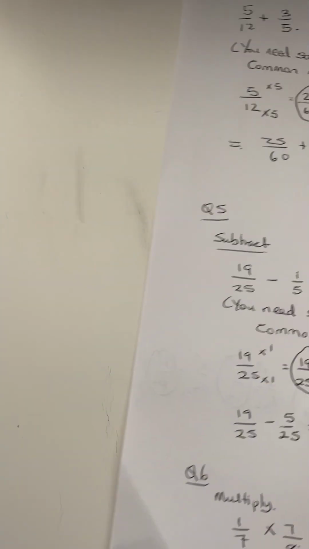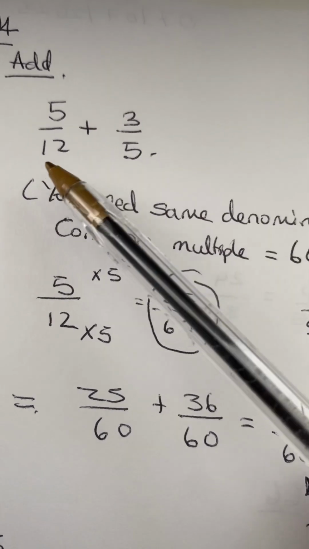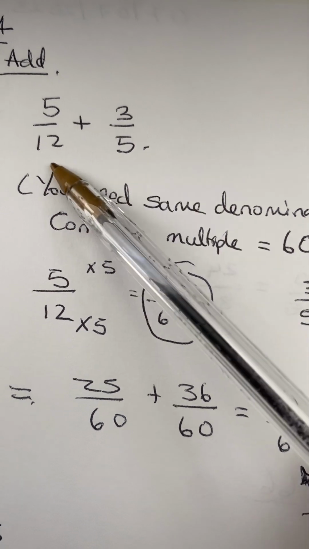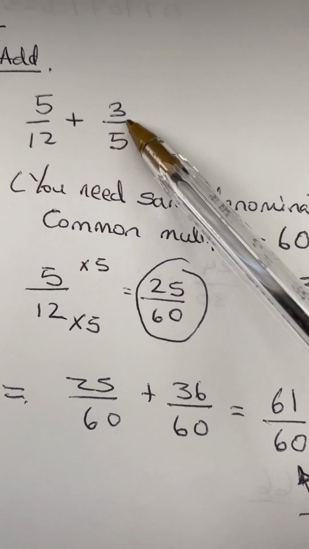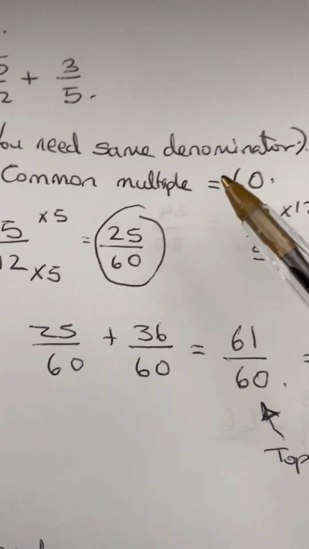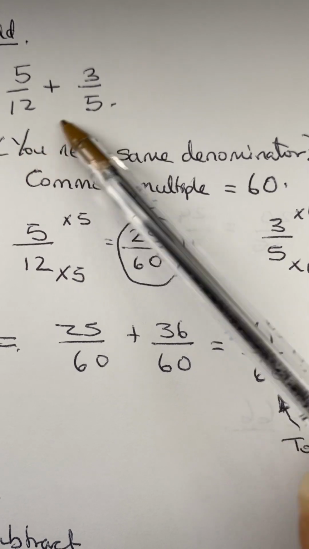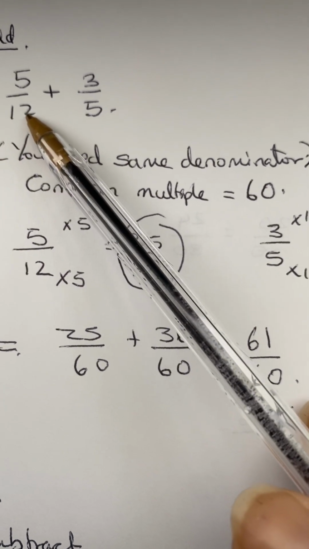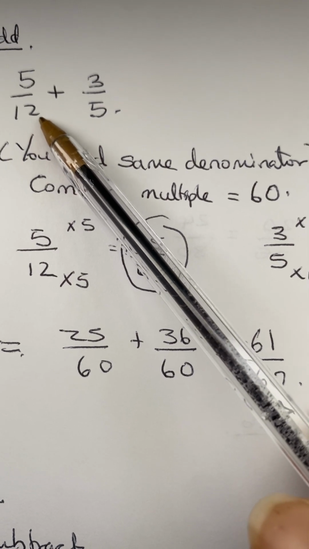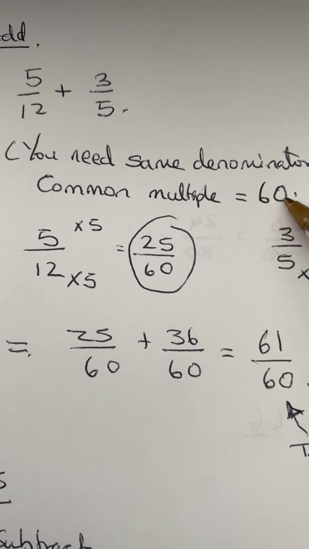Okay, let's quickly do the next question. Now, addition of fractions. That one also, we said we need to make the denominators the same, and then we can add the top. Okay, so now 12 and 5, the common multiple here is 60. If we use 30, it's not a common multiple of 12. So the next will be 60.